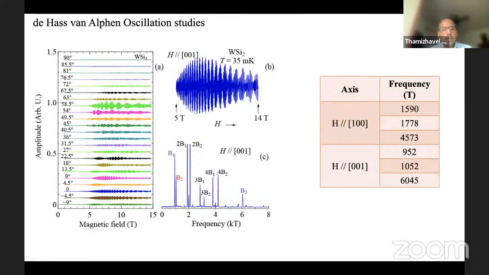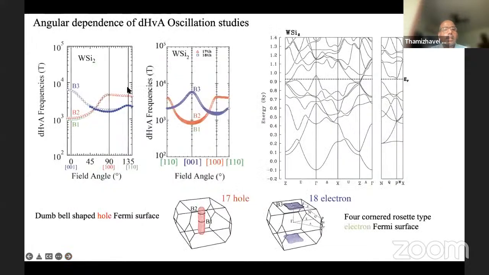The interesting thing is that we have also observed de Haas-van Alphen oscillations, and this was measured at 35 millikelvin. This was done in collaboration with IMR Tohoku University, where they have also done angular dependent studies on our samples. You can see these very nice dHvA oscillations in this sample. For H parallel to 100, there are 3 different frequencies, and for H parallel to 001, these are the 3 different frequencies that we have observed. And based on this, we have constructed the Fermi surface properties.